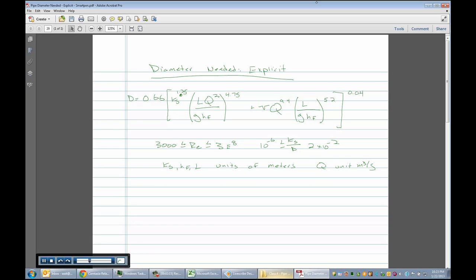Previously, when we were working with the Darcy-Weisbach equation or the Swamee-Jain equation, we sometimes left K sub S in terms of millimeters because we may have had the diameter of the pipe in millimeters, but here we need to have it in meters. So we'll need to break that habit for this equation. Well, let's give it a try.